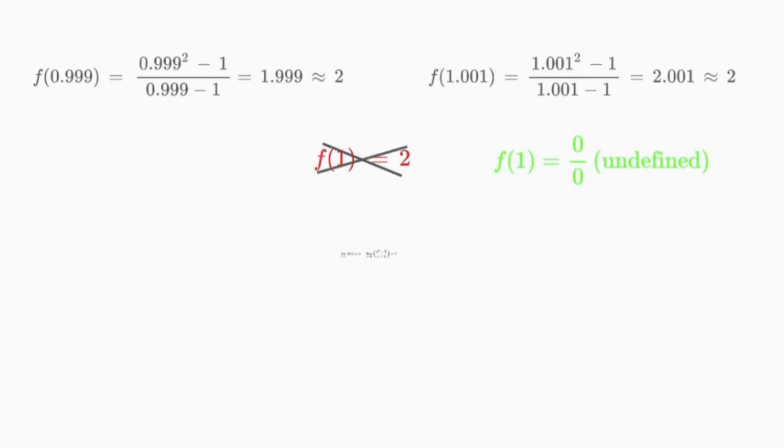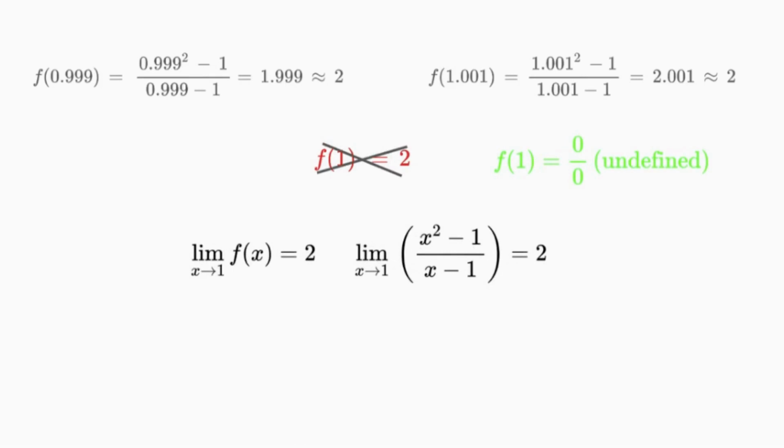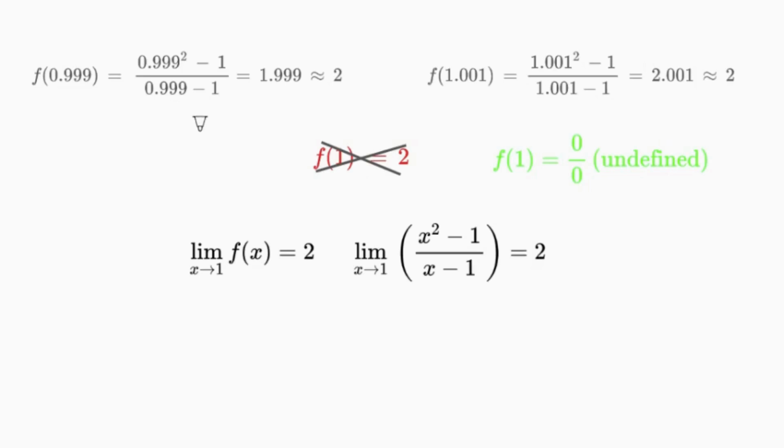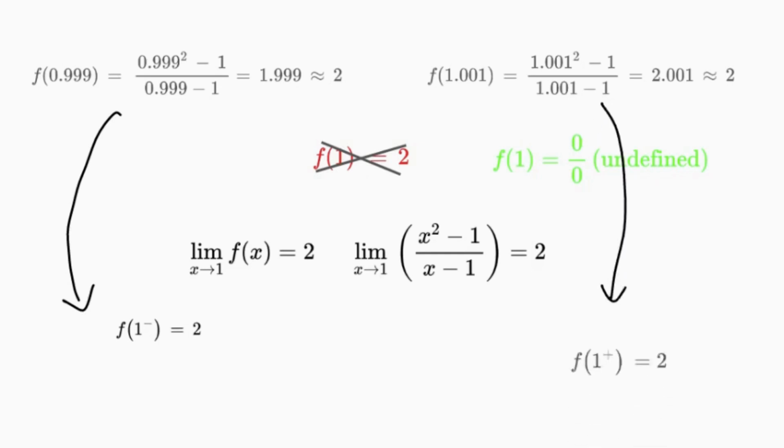This can be represented as limit x tends to 1 of f of x equal to 2, or limit x tends to 1 of the corresponding f of x, which is x squared minus 1 divided by x minus 1, is equal to 2. This means when x is approaching 1, my output is 2, not at x is equal to 1. From this expression, I can write the same thing as f of 1 minus is equal to 2. 1 minus means just before 1. Similarly, we can write f of 1 plus is equal to 2. 1 plus is nothing but just after 1.